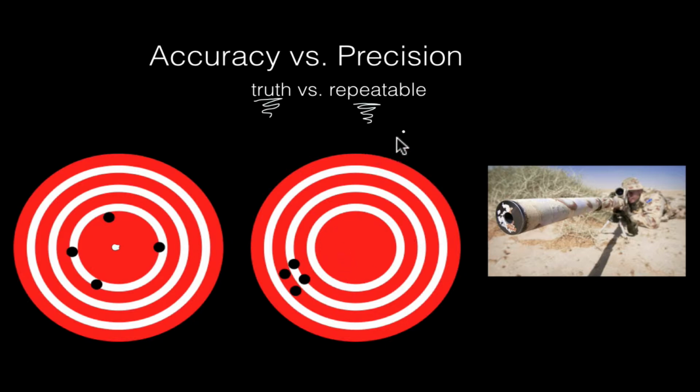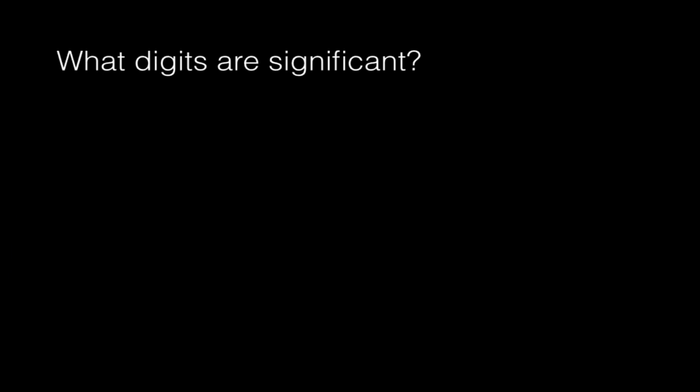And with significant figures, we talked about that in class. It kind of allows us to know exactly how precise or how accurate we're going to be with our measurements. Okay, so what digits are going to be significant? So we have a couple rules that we have to go by. The first one is all non-zeros are significant.